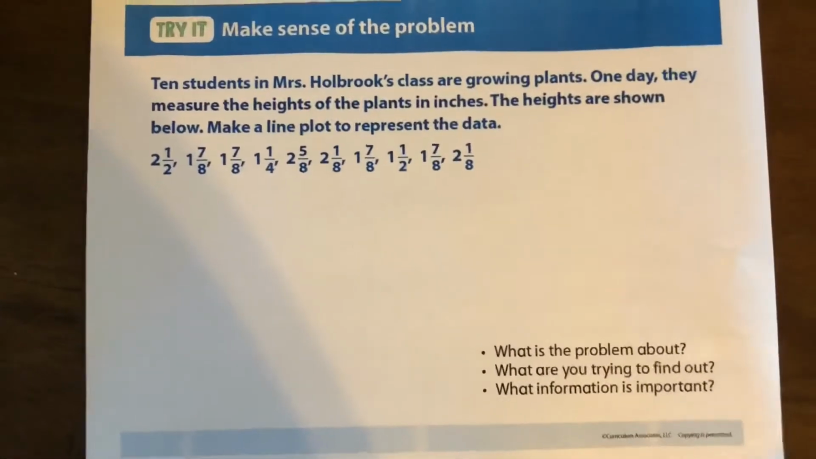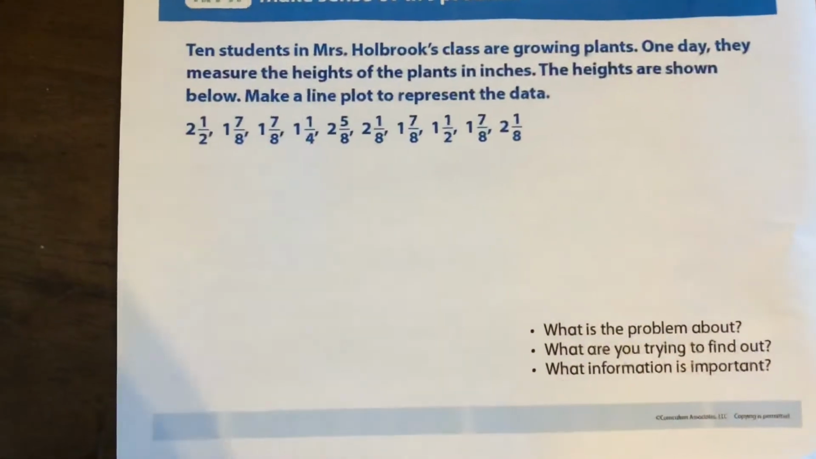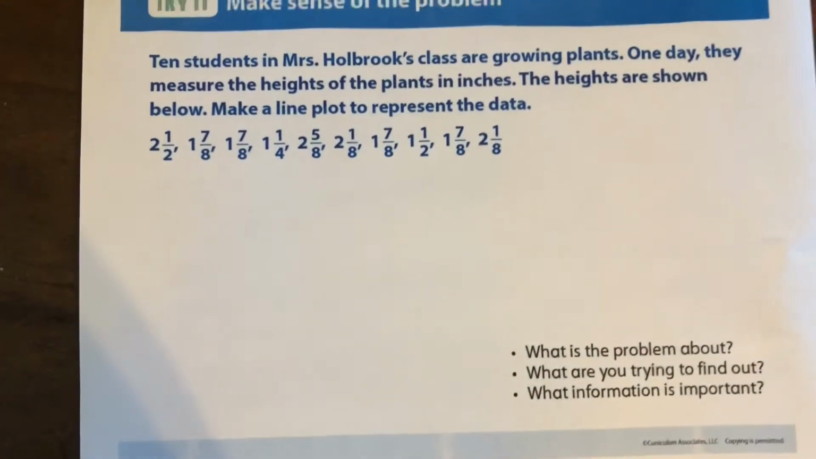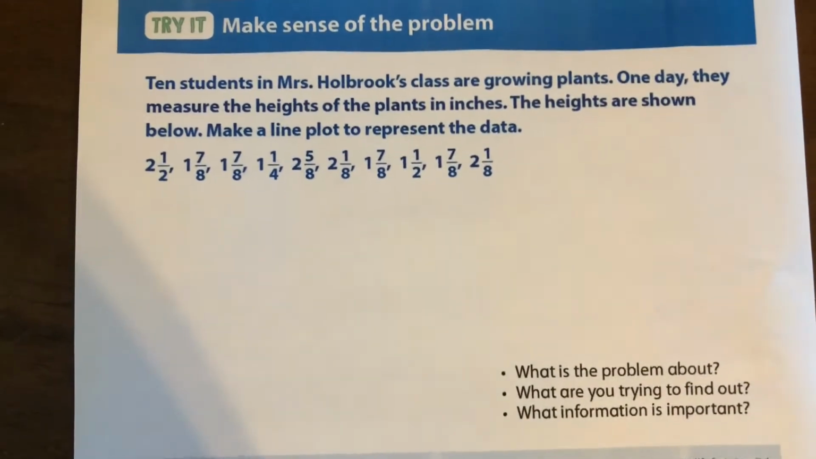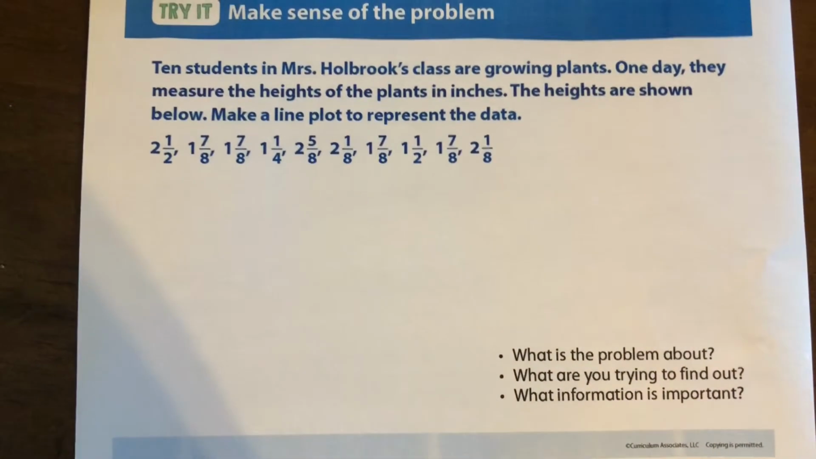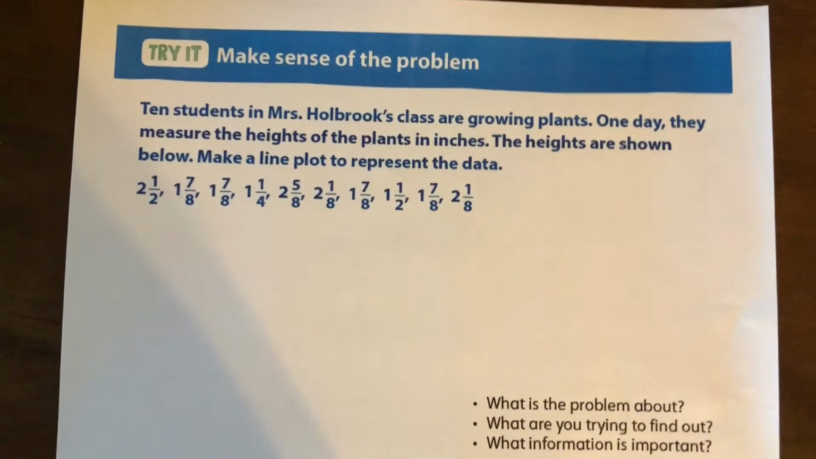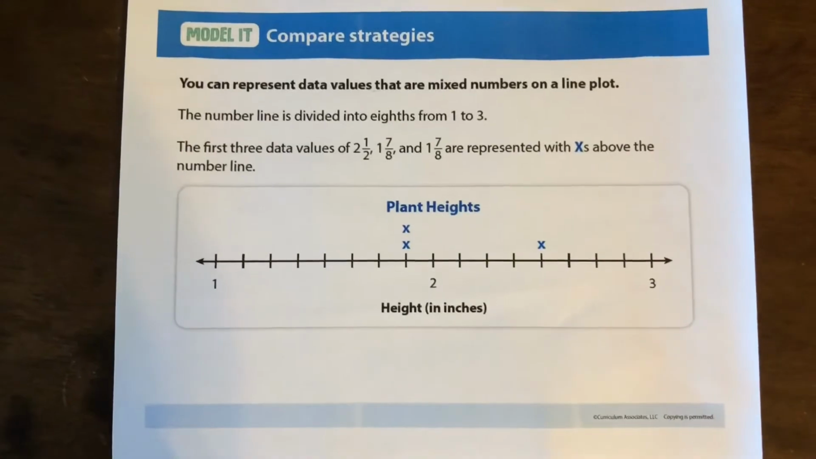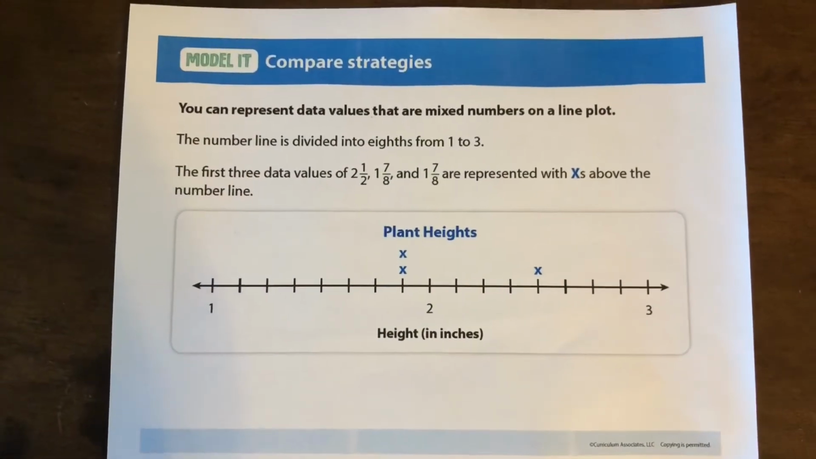Now, the reason I think this is challenging is when I look at the fractions, I see different denominators. I see denominators of 2, 8, and 4. So I've got to think, how do I want to label my number line? I'm also paying attention to some of these mixed numbers have the whole number 2 and some have the whole number 1.